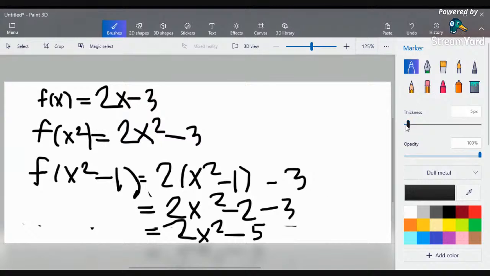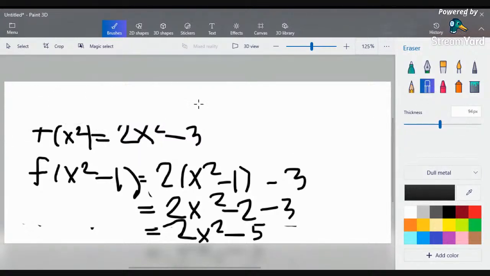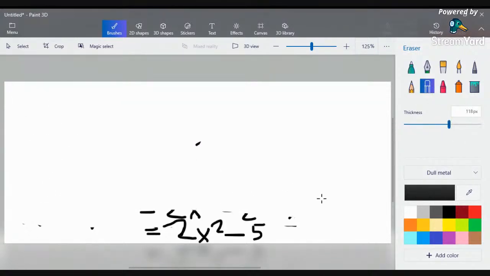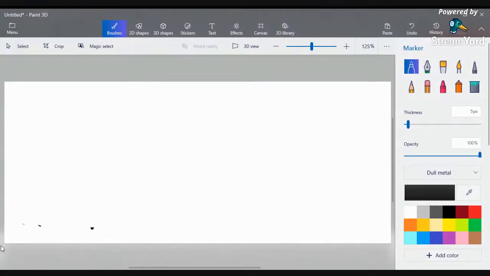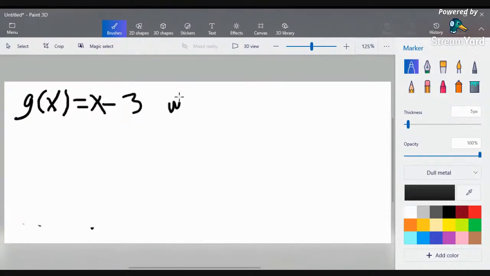Okay, so we have here the exercises. Let's answer this. If we have g of x equals x minus 3, find g of x when x equals 3. So all you have to do is substitute 3 instead of x. So 3 minus 3, the answer will become 0.